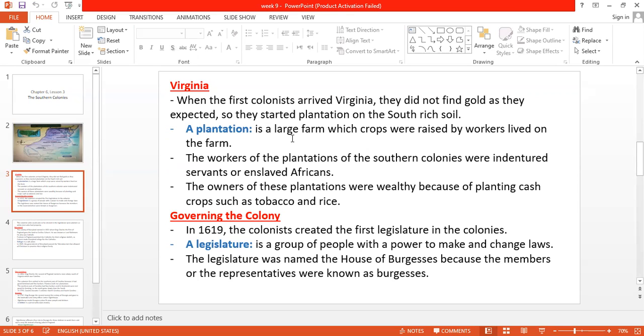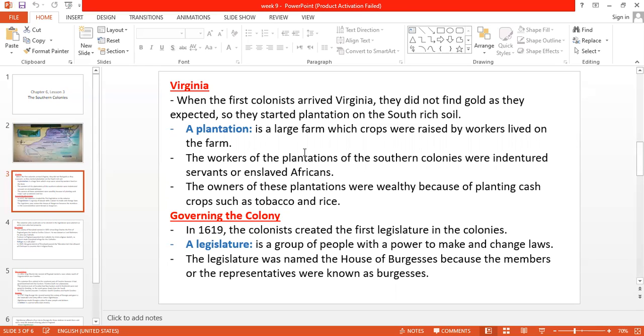Because as we talked before, the South has rich soil. It's good for farming. When they didn't find gold, they started planting the soil. Okay, so the workers of these plantations in the South, most of them were indentured servants or African slaves. Okay, so now who started plantations? The English colonists.